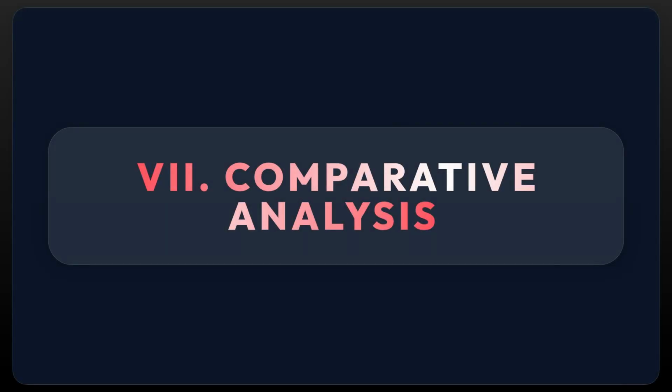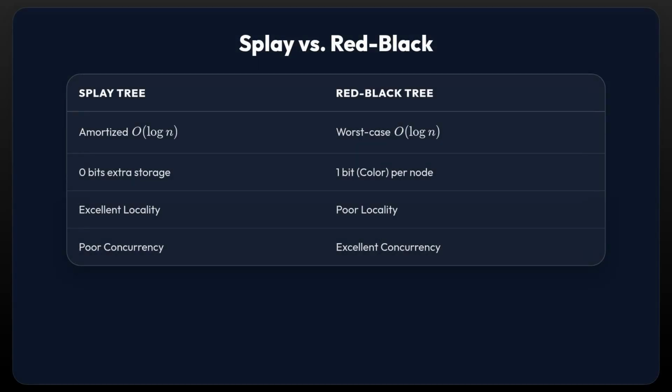Part 7. Comparative analysis. When should you actually use a splay tree? Let's compare the splay tree against the industry-standard red-black tree. Splay trees win on locality and storage overhead, requiring 0 extra bits per node. However, red-black trees offer strict worst-case guarantees and, crucially, support excellent concurrency because lookups don't modify the tree.